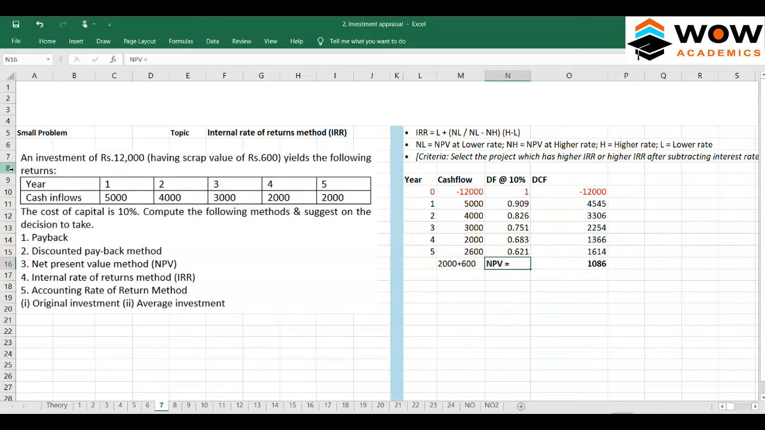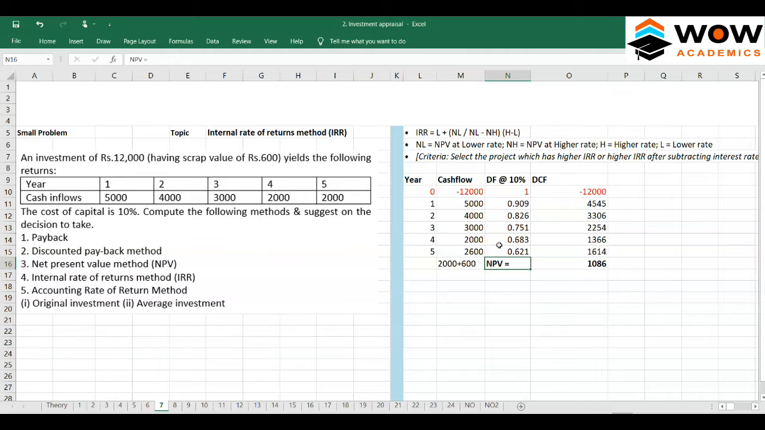An investment has 12,000 as the investment and 600 is the scrap value. It yields the following returns. Cash inflow for the first year is 5,000, then 4,000, 3,000, 2,000 and 2,000. The cost of capital is 10% and we are now going to find out the IRR.